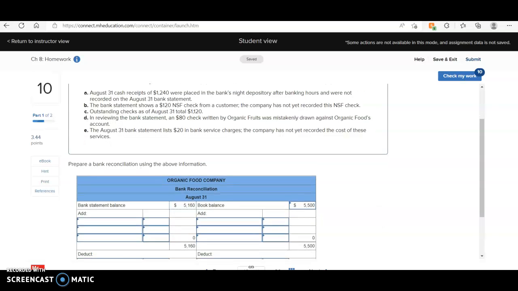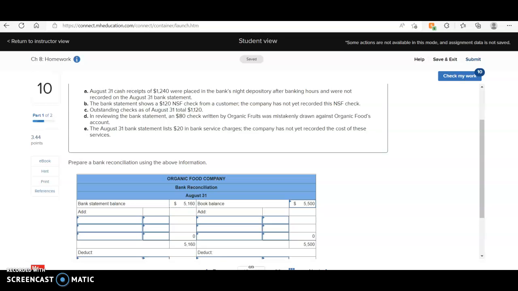So we're going to look at each of those and decide whether it goes on the bank side or the book side. So the first one is a night deposit that was after banking hours, and it was not recorded on the August 31 bank statement. So that's going to be a deposit in transit. That's going to be an adjustment on the bank side because we know on the book side we recorded a deposit. It's just a timing for the bank to be processing it, and because we did it after hours, they're going to process it on September 1st.